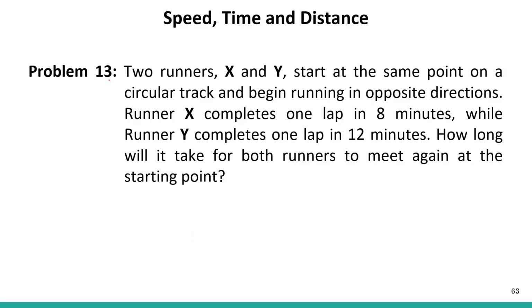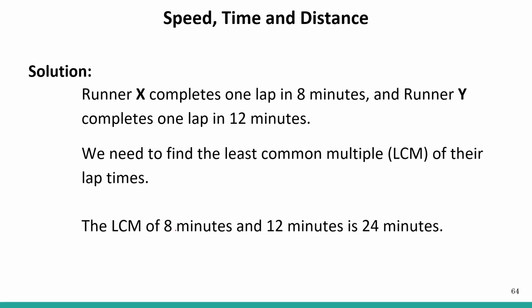Let's see problem number 13. Two runners X and Y start at the same point on a circular track and begin running in opposite directions. Runner X completes one lap in 8 minutes and runner Y completes the lap in 12 minutes. How long will it take for both runners to meet again at the starting point? What we do is take the LCM of 8 and 12.